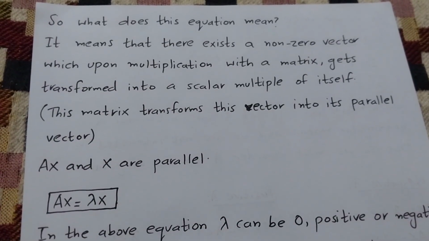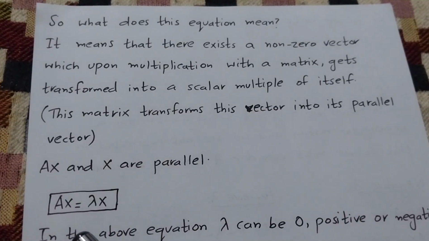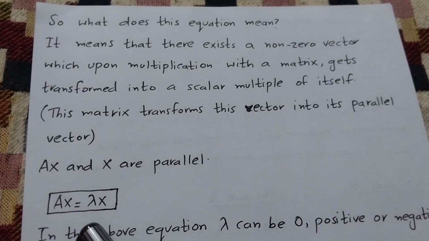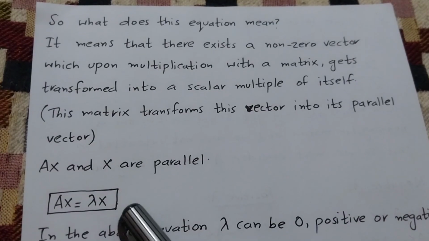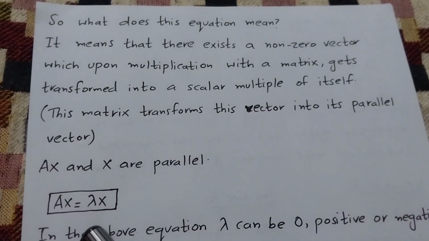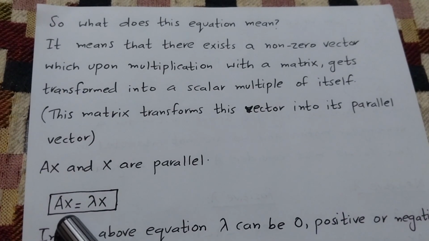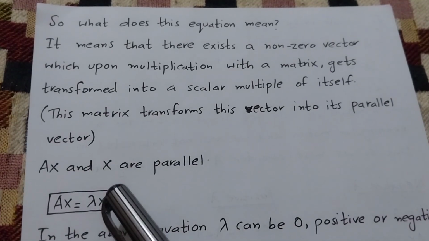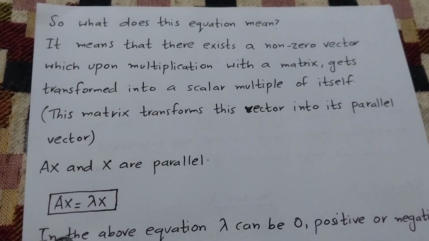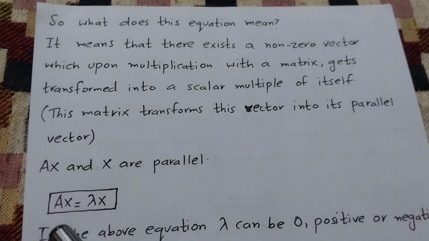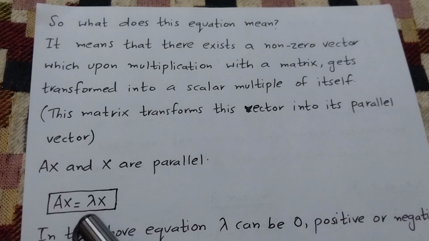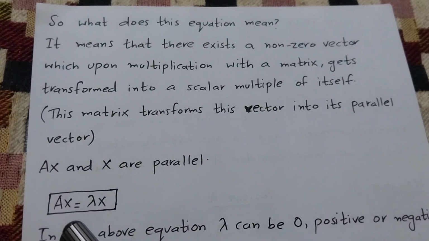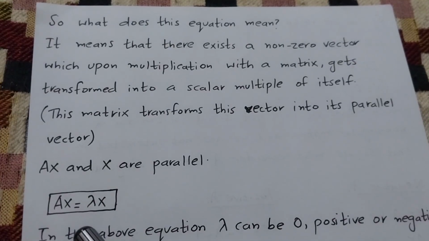So now we'll try to understand what this equation means, Ax is equal to lambda x. What the meaning of this equation is that there's a non-zero vector. Why non-zero? Because we're not interested in the zero vector, since that would have no information for us. We are interested in a non-trivial solution of this particular equation.